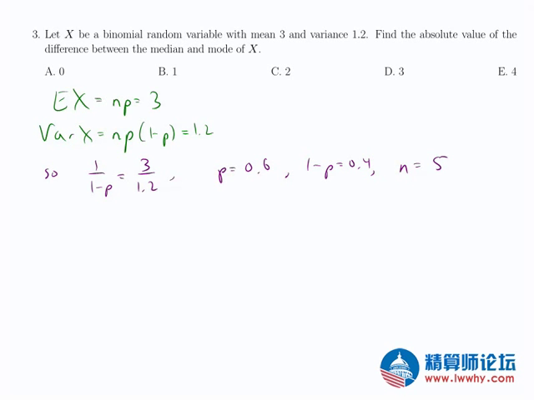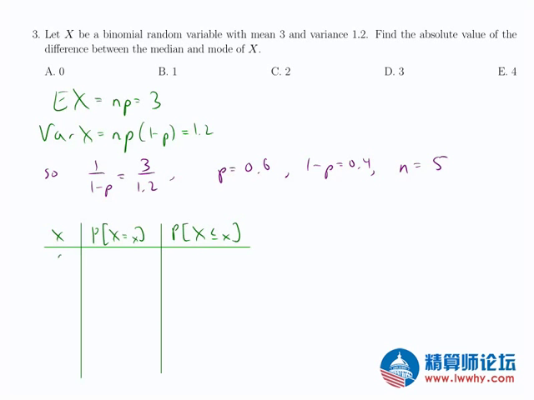Now I want to figure out what are the median and the mode of x. So if I make a little table here, I'm going to include on my table possible values of x, the probability of equaling x, and the probability of being less than or equal to x. The reason why I'm doing that is, what is the mode? The mode is the value that maximizes the second column. The median is the first time, in the third column, that the probability x is less than or equal to x is going to be greater than or equal to 1/2.